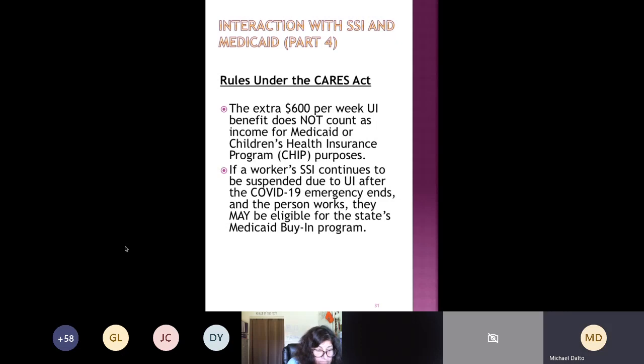Now, what happens if a person on SSI, even after the COVID-19 emergency ends, still has enough unemployment benefit, enough UI, to stop their SSI and ordinarily their Medicaid? Well, once the emergency ends, their Medicaid would no longer be protected. But if they went back to work, earned just a little bit, in all but 4 or 5 states, they could be eligible for the state's Medicaid buy-in program and get Medicaid that way.